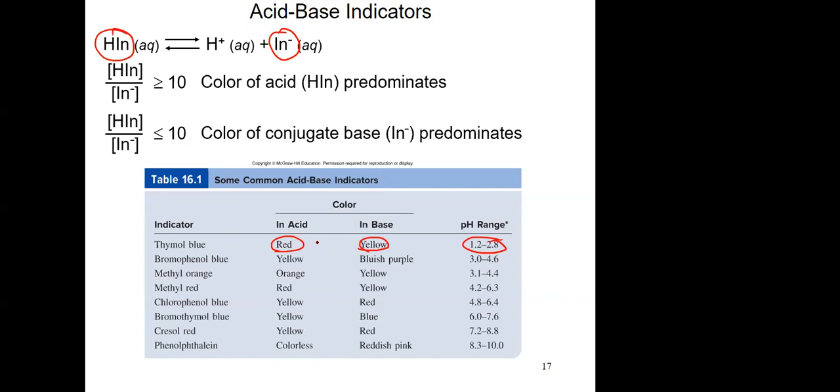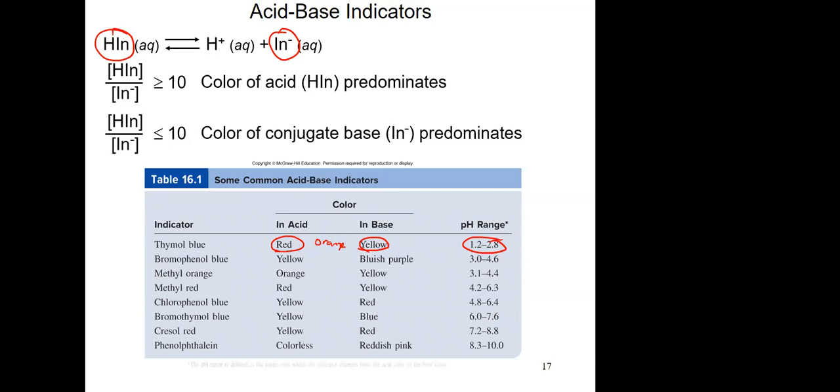Anyone? Orange. So that means in the transition, within the range of 1.2 to 2.8, the color of thymol blue is orange. But if it's lower than 1.2, it's going to be red. If it's higher than 2.8, it's going to be yellow. So it's the same thing as the other indicator that you have here.